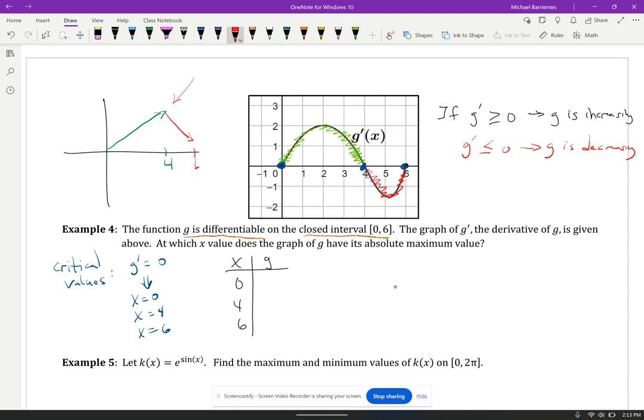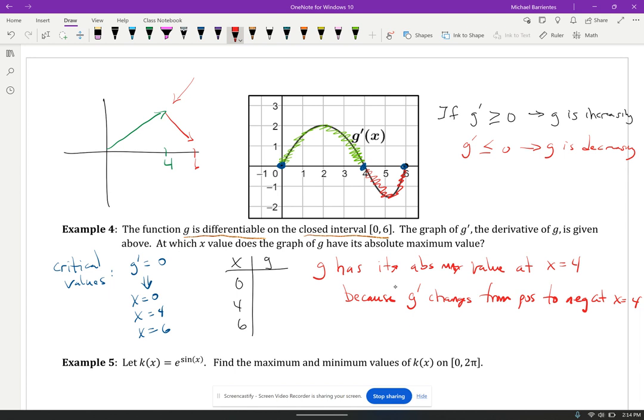So we're going to say at which x value does the graph have the absolute maximum? g has its absolute maximum value at x equals 4 because g prime changes from positive to negative at x equals 4. That is to say, g changes from increasing to decreasing at x equals 4. You don't need to write this part.